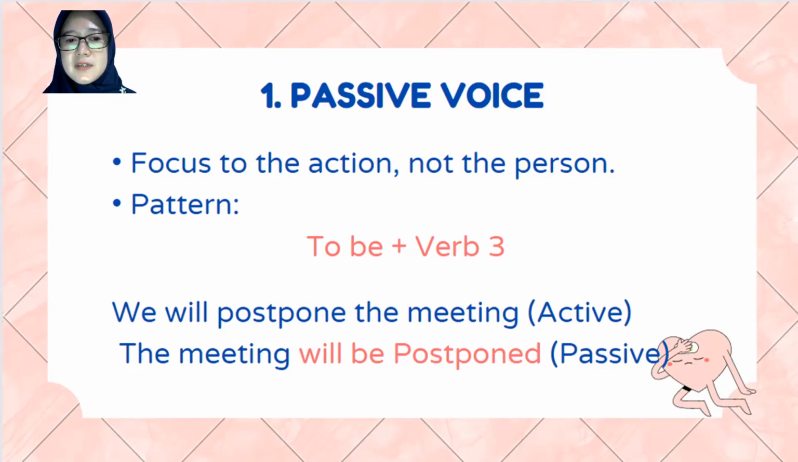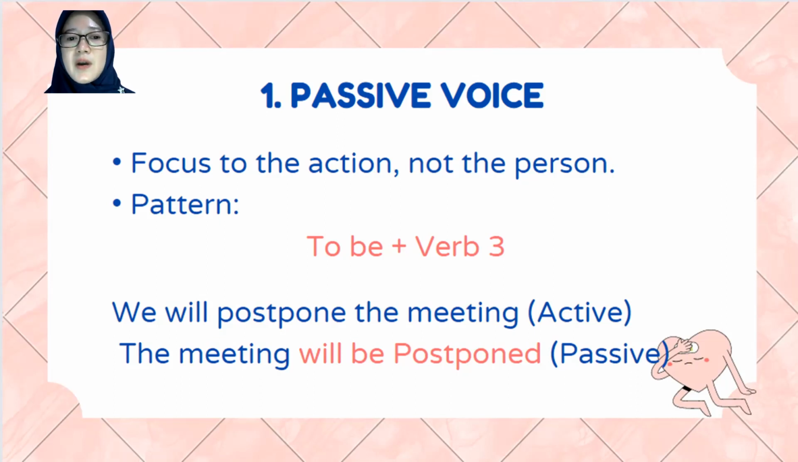Look at the first sentence. We will postpone the meeting. It's active because we, the subject, will do something, that is, postpone the meeting. So we focus on what we will do.